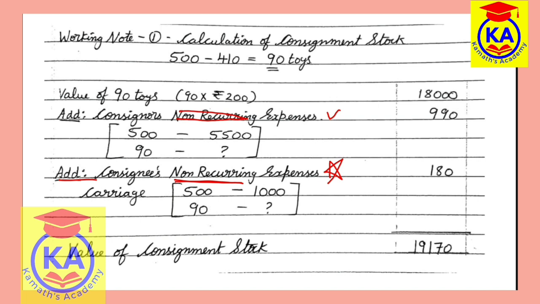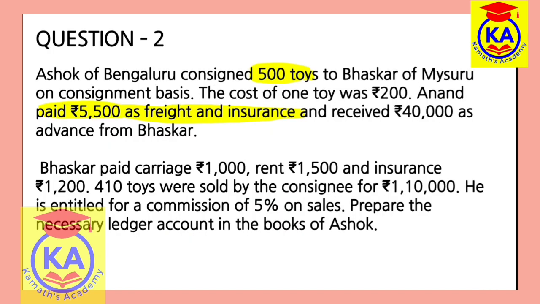Okay, in the question, see what the consignee's expenses are. Paid carriage 1000, rent 1500, insurance 1200. See here, rent is to be paid after the goods reach the consignee's godown. Okay, even the insurance, that is consignee's insurance. So after the goods reach the consignee's godown, you are going to incur insurance. So here carriage rupees 1000 you are going to incur before the goods reach the consignee's godown, right? So you have to consider only carriage.